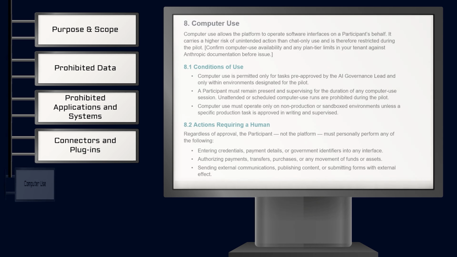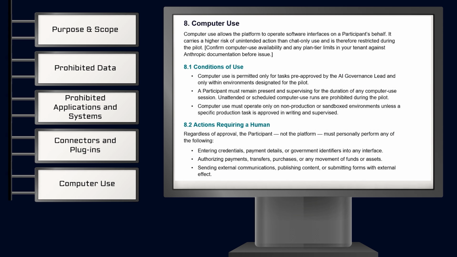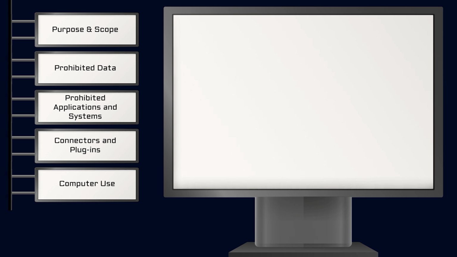Fifth, the Computer Use section. This documents which of 3 pilot postures the organization has adopted. Computer use disabled entirely, read-only computer use within a named application allow list, or action-capable computer use within a named allow list. The choice is the result of a deliberate scoping decision in the charter, and the AUP makes the configuration explicit to participants.